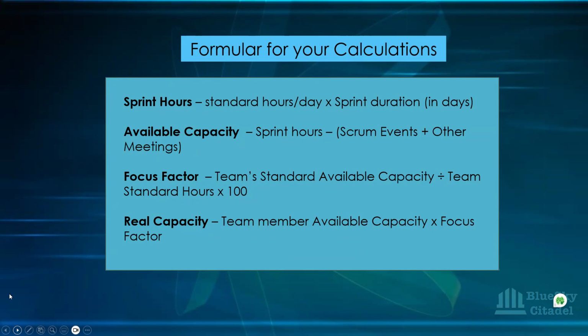And then your available capacity will be your sprint hours minus those Scrum events and other meetings. That will give you available capacity. And then your focus factor is the team standard available capacity, which you have worked out at the top, divided by your standard hours, multiplied by 100. And then your real capacity now would be for the team member. Remember, the focus factor uses the team standard available capacity, while your real capacity looks at the team member available capacity, okay? Then multiplying that with the focus factor gives the real capacity for each team member, and then for the whole team also in hours.